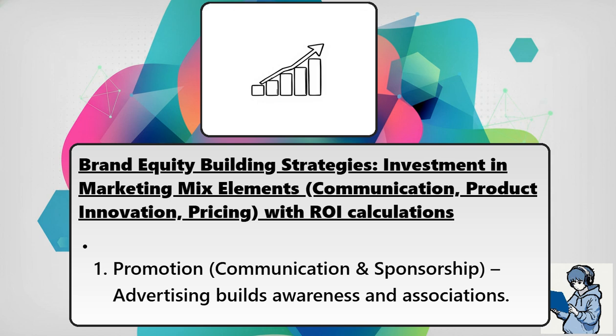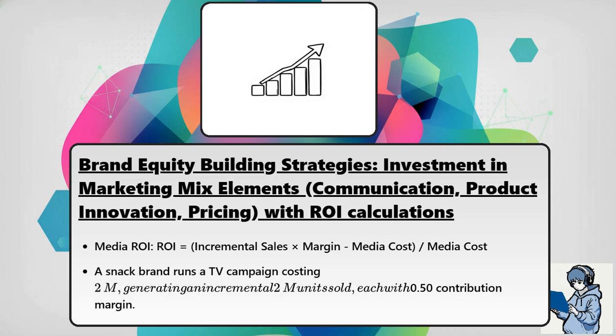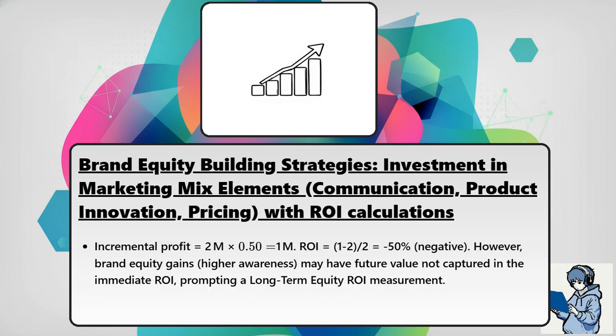4. Promotion, communication, and sponsorship. Advertising builds awareness and associations. Media ROI: ROI equals (incremental sales times margin minus media cost) divided by media cost. A snack brand runs a television campaign costing $2 million, generating an incremental 2 million units sold, each with 50 cents contribution margin. Incremental profit equals 2 million times 50 cents equals $1 million.